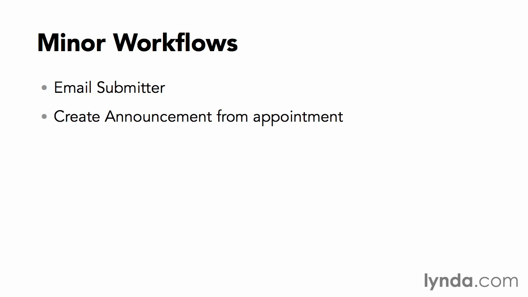We're going to create an announcement from an item that was added to the calendar, and we won't do this automatically. Whenever a user enters something on the HR calendar, we'll give them the ability to say, "Yeah, I'd like that event put in the announcements list as well." So creating a list item from another list.